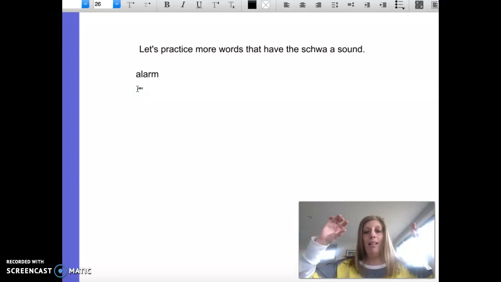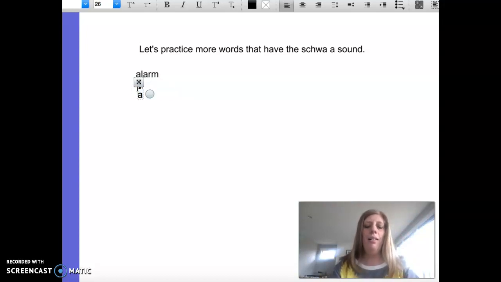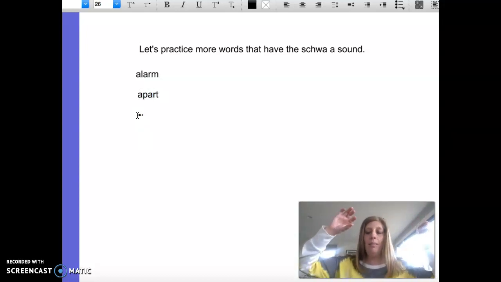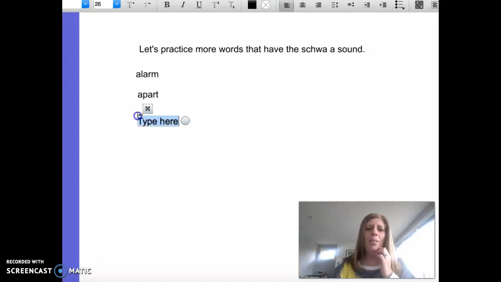Okay, now let's spell the word apart. So the first syllable is a, and the second syllable is part, apart. Okay, it has that schwa A at the start. Apart. All right, let's try away. Okay, first syllable, second syllable, way, away. Okay, so I know it starts with a schwa A, and then way, a. It could be just A.